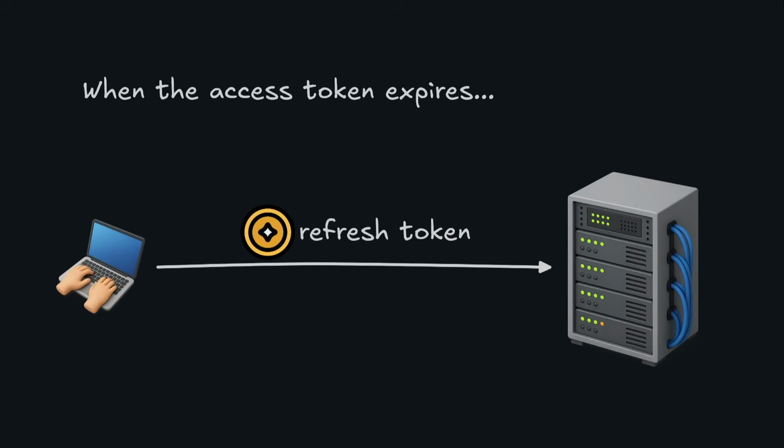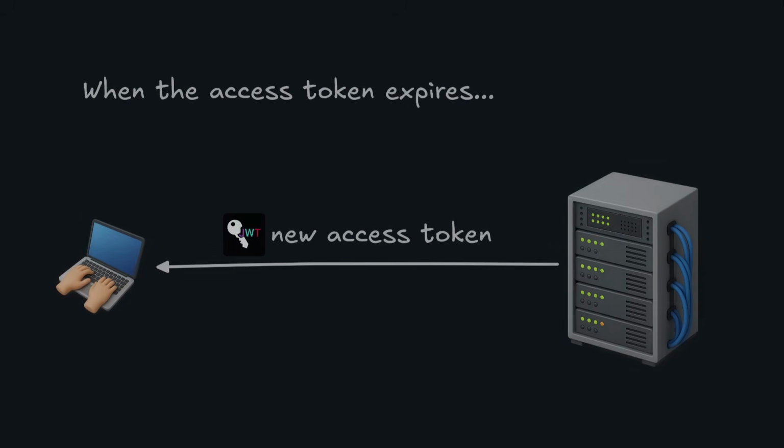When the access token expires, the client can send the refresh token to the server to request a new access token. If the refresh token is still valid and hasn't been revoked, the server issues a new access token. This process typically happens in the background without the user needing to log in again. It provides a good balance between security and user experience.